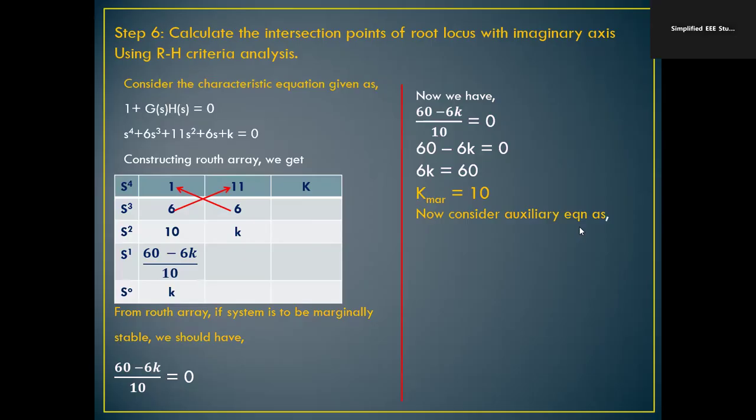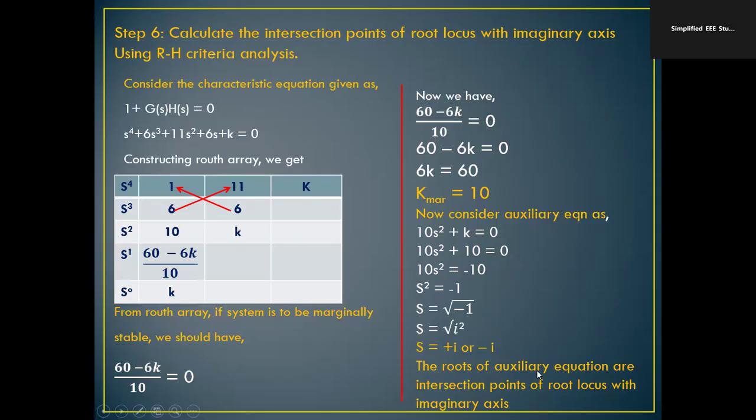So now consider the auxiliary equation as 10s square plus 10 equal to 0. So go for the previous row, then you can write the auxiliary equation. So now s can be computed. s square equal to minus 1. s is equal to square root of minus 1, that is either i or j. Complex root. So what we can write is s is equal to plus j or minus j. Two possible s are available.